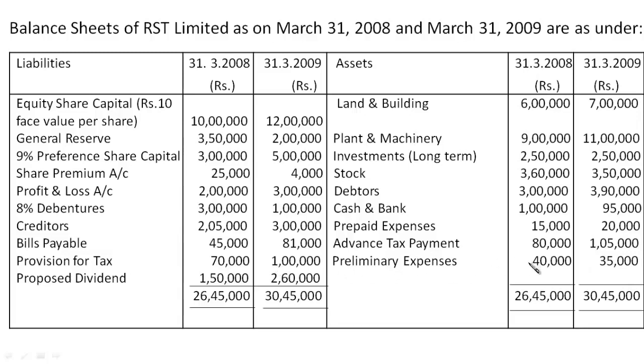Preliminary expenses, last year 40,000, current year 35,000, meaning some 5,000 has been written off. So if this 5,000 is a non-cash item, the profit would have been arrived at after providing for this 5,000. So we have to do some addition back in funds from operations. Let's see. There are some additional information as well.